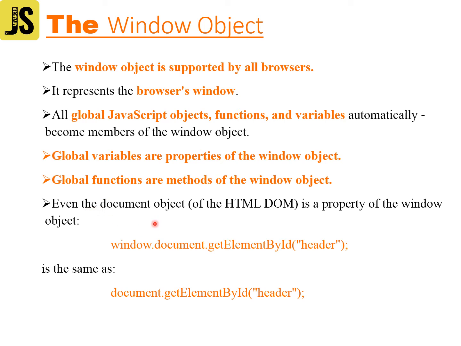Even the document object, the HTML DOM, is a property of the window object. So in order to access the corresponding DOM elements, we can specify window.document.getElementById of header. This statement is the same as document.getElementById of header. In BOM, it is considered a property of window, but if you use it in the DOM directly, we can write it like this. Both statements will produce the same output.